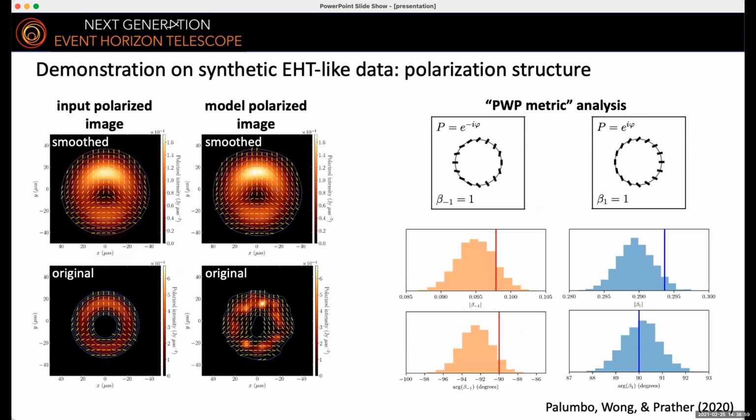Here I'm showing the input and recovered polarized images on the left, and on the right are posterior distributions for the coefficients of a couple of terms in this specific azimuthal decomposition of the polarization structure that was developed by Daniel Palumbo, George Wong, and Ben Prather. And the vertical lines in each of these histogram plots show the coefficient values computed from the input images. And the histograms themselves show the distribution of such values as computed using the posterior samples from DMC. And we can see that the distributions are consistent with the input values, indicating that DMC has not only correctly recovered the input polarization structure, but that it is also capable of describing exactly how well it has done so.